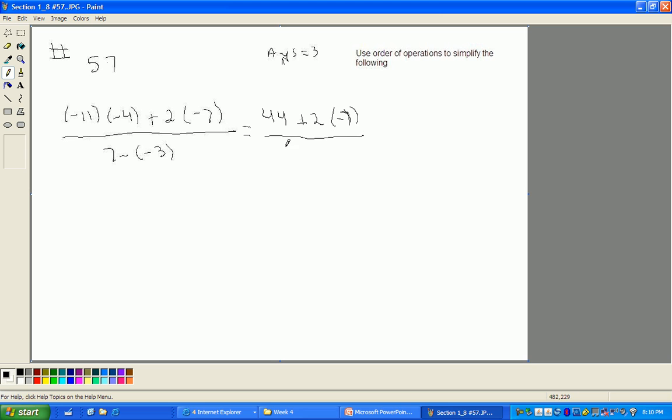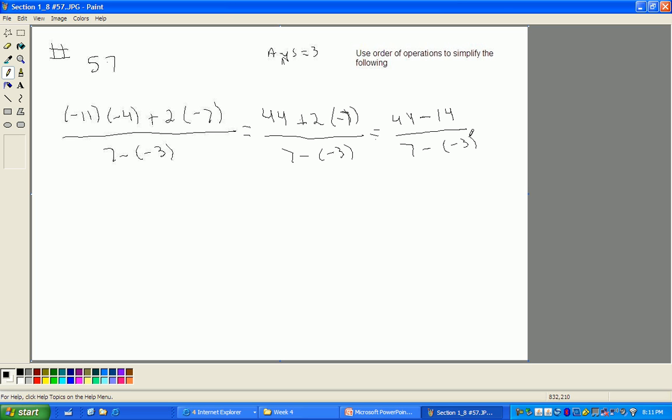All over 7 minus negative 3. Next, we see there's still another multiplication we can do, and it's this one right here. Let's simplify that: 2 times a negative 7 is equal to a negative 14. So this is going to equal 44 minus 14, all divided by 7 minus a negative 3.